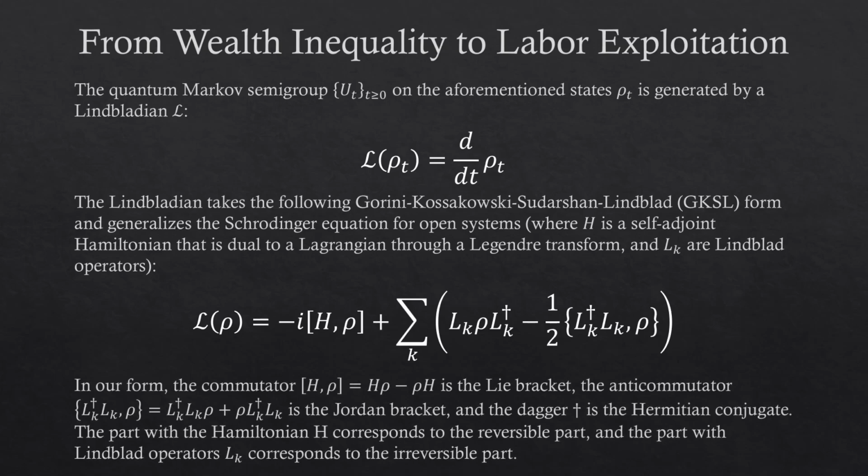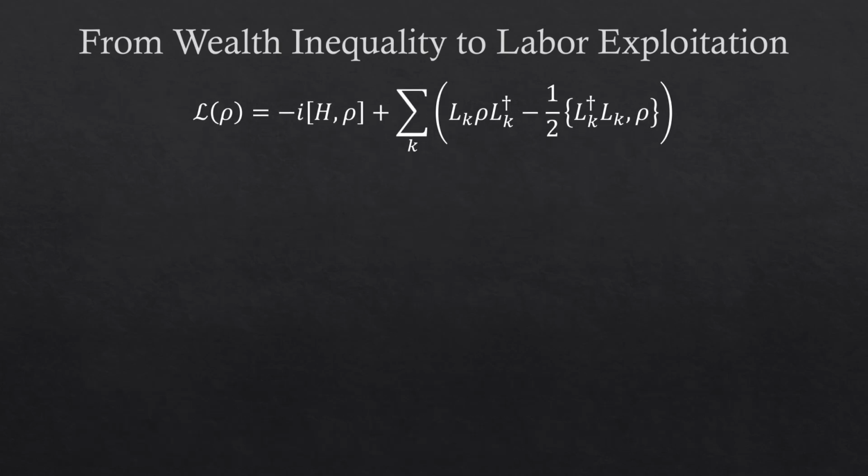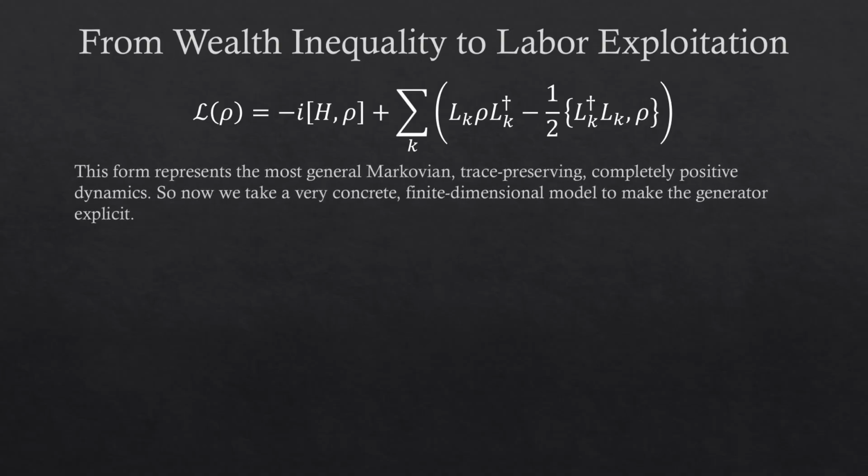In our form, the commutator equal to H times rho minus rho times H is the Lie bracket. The anti-commutator equal to L dagger sub k acting on L sub k acting on rho plus rho times L dagger sub k acting on L sub k is the Jordan bracket, and the dagger is the Hermitian conjugate. The part with the Hamiltonian H corresponds to the reversible part, and the part with Lindblad operators L sub k corresponds to the irreversible part. This form represents the most general Markovian, trace-preserving, completely positive dynamics.